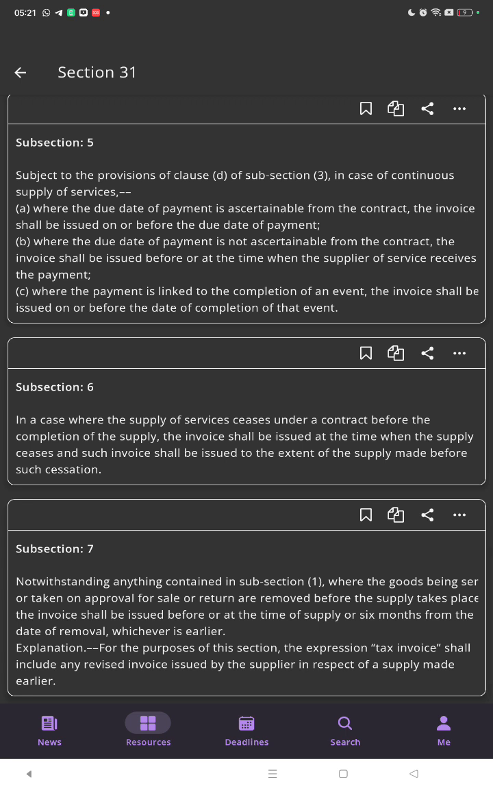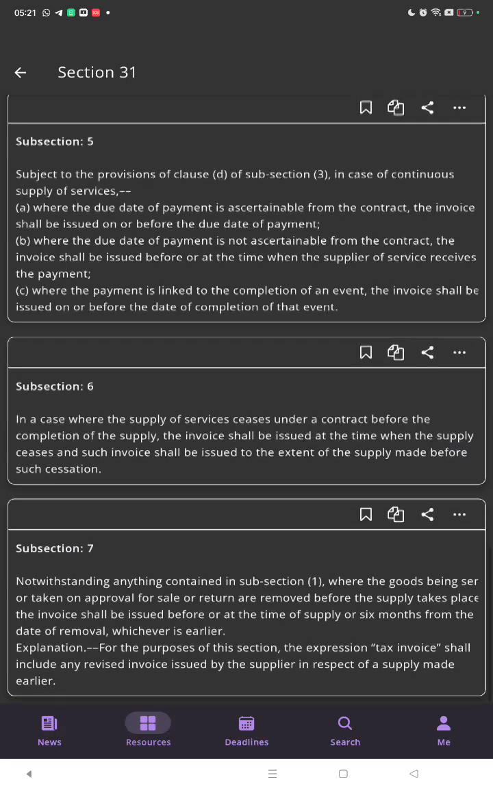Subsection 6. In case where the supply of services ceases under a contract before the completion of the supply, the invoice shall be issued at the time when the supply ceases, and such invoice shall be issued to the extent of supply made before such cessation.